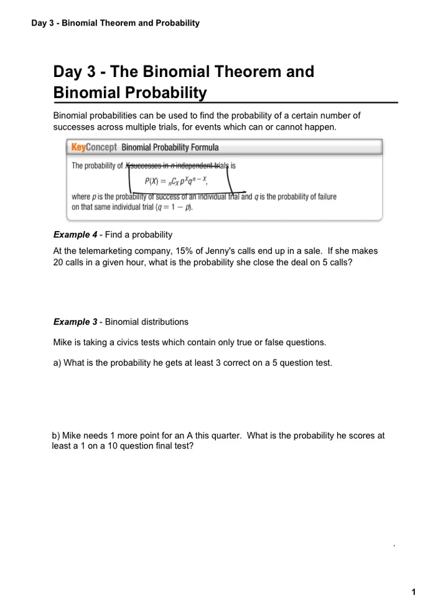It says example 4, finding a specific probability. At a telemarketing company, 15% of Jenny's calls end up in a sale. So that's going to be our P, our probability of success. If she makes 20 calls in an hour, that's going to be my N, my number of trials. What is the probability she closes the deal on exactly 5 calls? This is going to be my X.